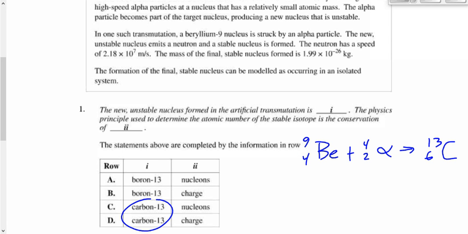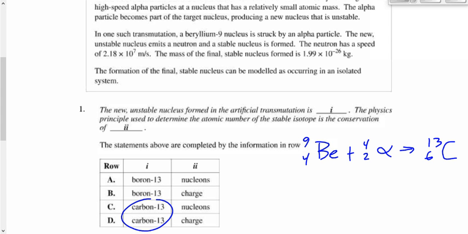Now, this next part of it is a bit tricky. The physics principle used to determine the atomic number for the stable isotope is conservation of what? If you check the bottom left-hand corner of your data sheet, it lists 10 different physics principles. And we've seen all of these, but we've done a handful of questions this year that have asked you about a physics principle. We're going to spend a couple days before the end of class going through all 10 of those physics principles, just to make sure that you know what each of them mean, okay?